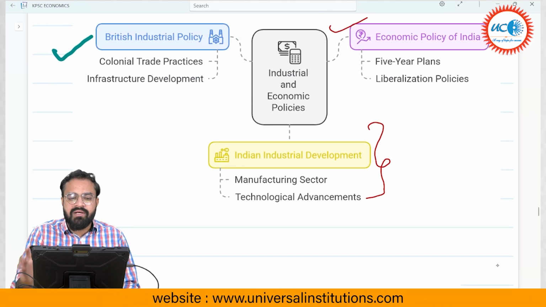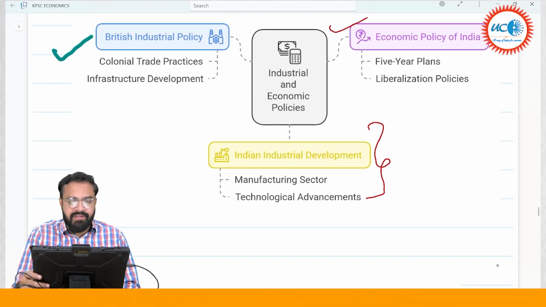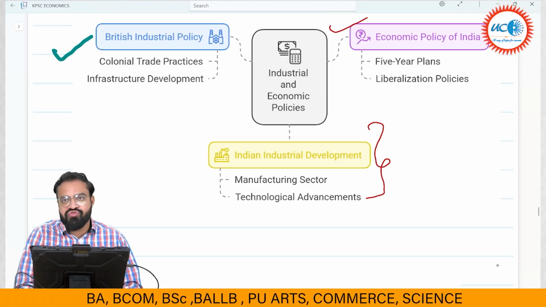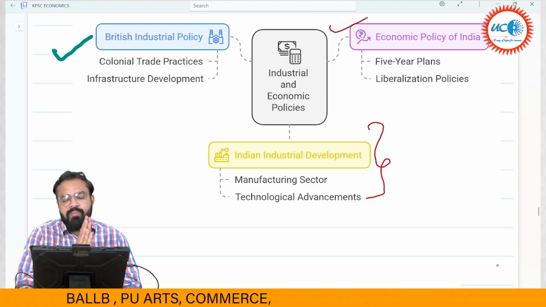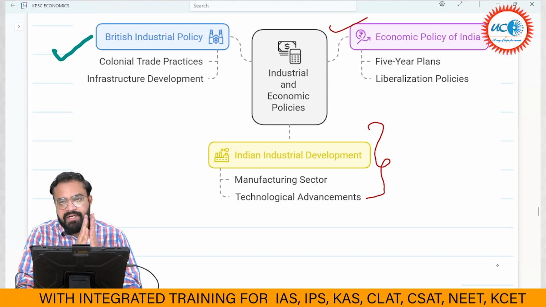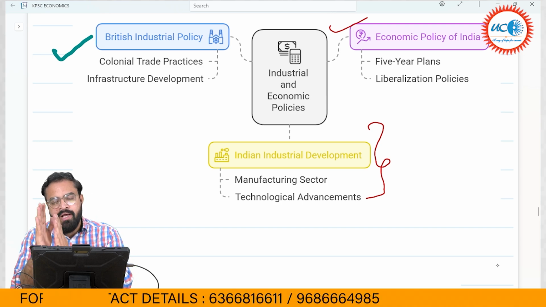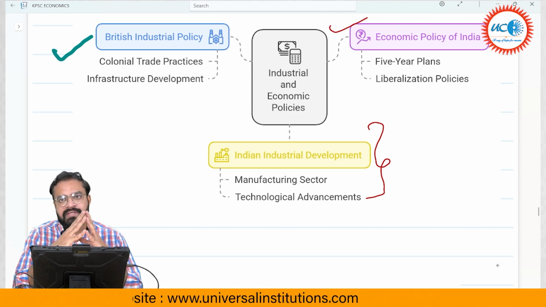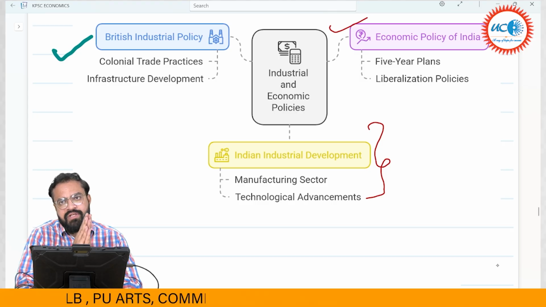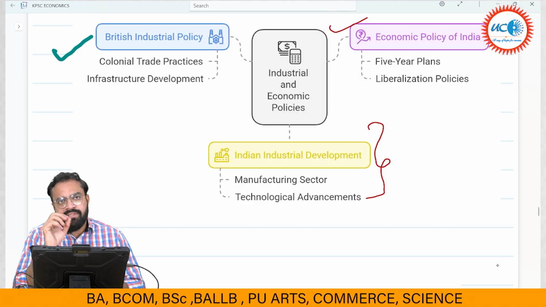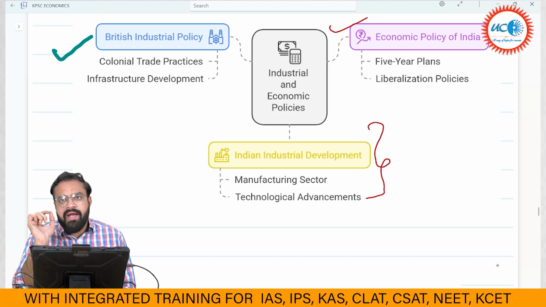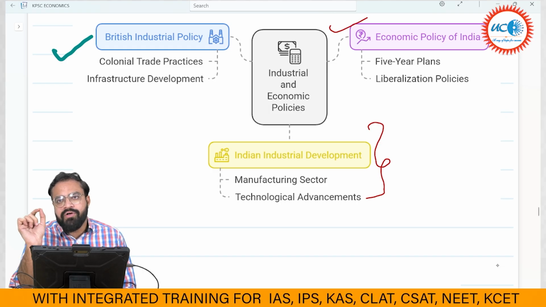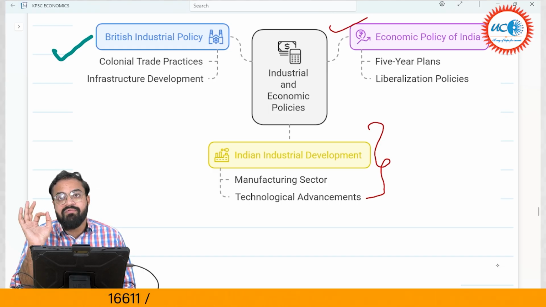Now, coming to the first aspect, the British industrial policy. First and foremost, we need to understand this policy. Before the British came to India, in the mid 17th century, during the later years of Aurangzeb, India and China collectively contributed nearly two-thirds of the world's GDP.